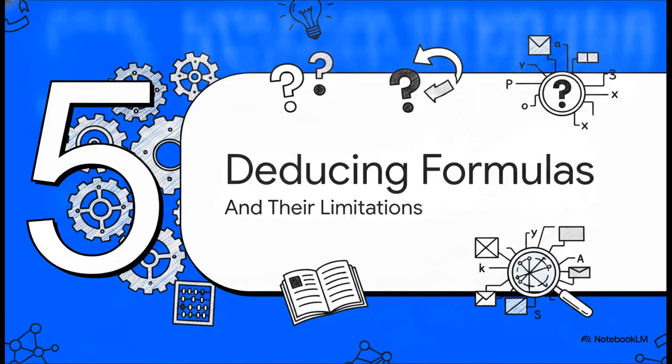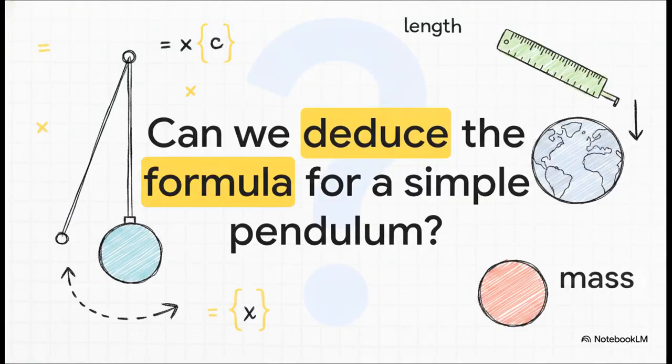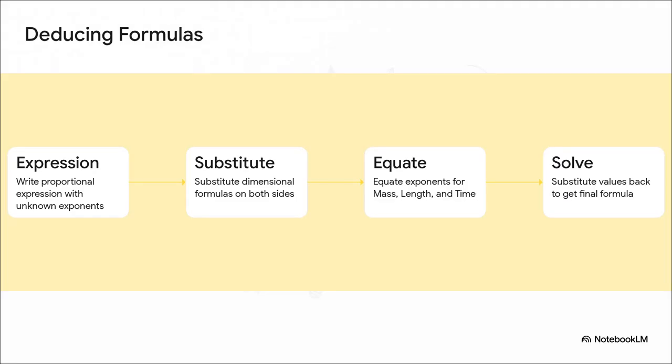And finally, Section 5, deducing formulas and limitations. This is a classic exam archetype. Imagine you're given a scenario where the time period of a pendulum depends on the length of the string, gravity, and the mass of the bob. The question is, if we know these ingredients of the system, can we use dimensions to reverse engineer the exact mathematical recipe? Turns out, yes, we can. We just follow this simple four-step workflow.